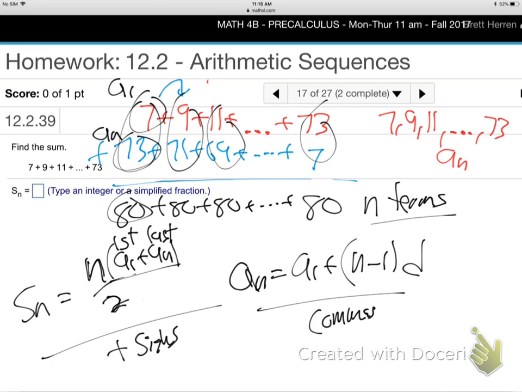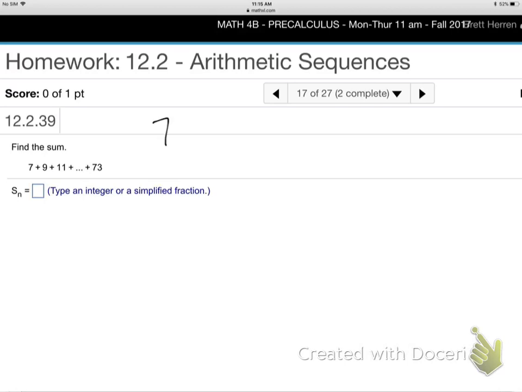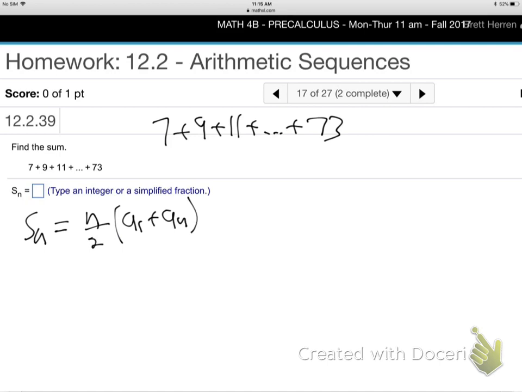All right, so with all that in mind, let's solve this problem finally. 7, 9, 11, all the way to 73. We want to add them all up. We'll use the Carl Frederick formula: n over 2 times A1 plus An. First term and last term, which is what you do when you reverse the list, times n terms, cut in half because that's the list twice. And what is n? Number of terms. So the main thing is knowing what these letters represent. n is the number of terms. A1 is the first term. An is the last term.